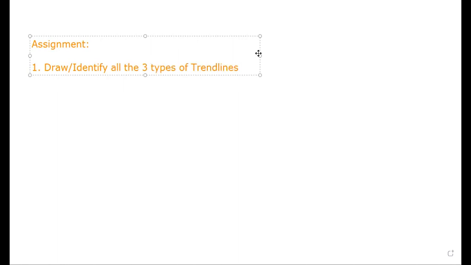So you're going to draw and identify all the 3 types of trend lines that I've shown you today. And then 2, you're going to identify three weak trend lines with reason. Now, for the first one, it's a simple question. Just identify the 3 types of trend lines: major trend lines, minor trend lines, internal trend lines.